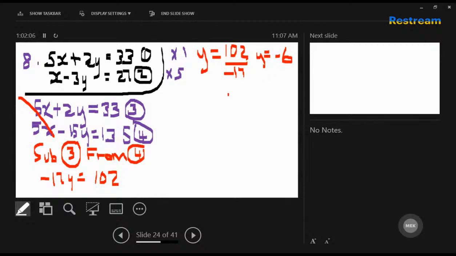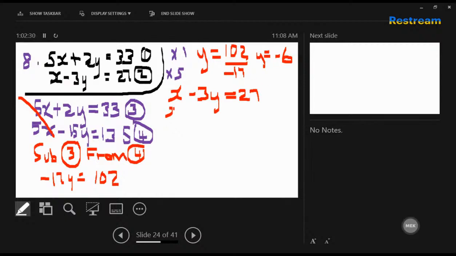So if y is negative 6, we're going to plug that here. So this is the equation I'm using for the second part. So write the equation that you're using. Don't just go bam and you see all kind of things working out. Write the original equation that you're using. So we're going to plug in negative 6 where y is.